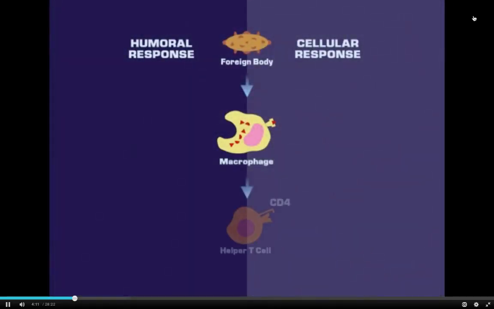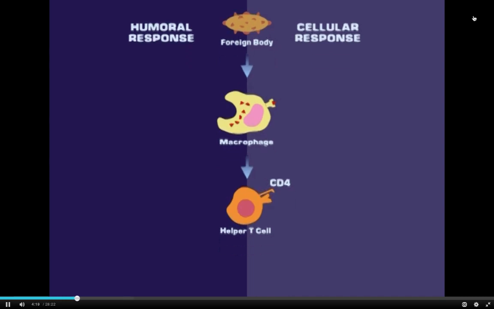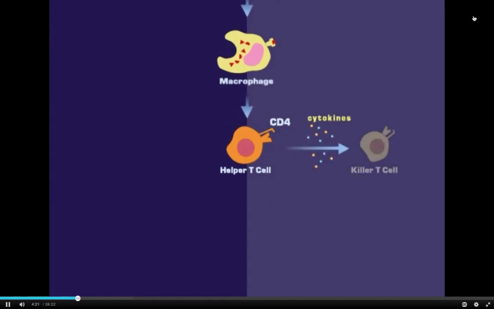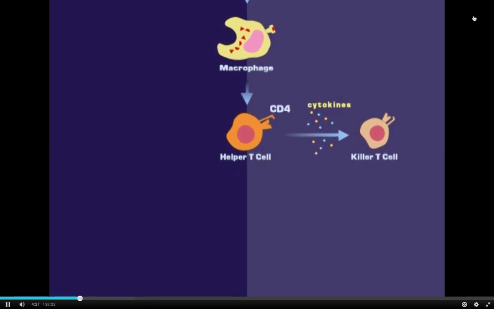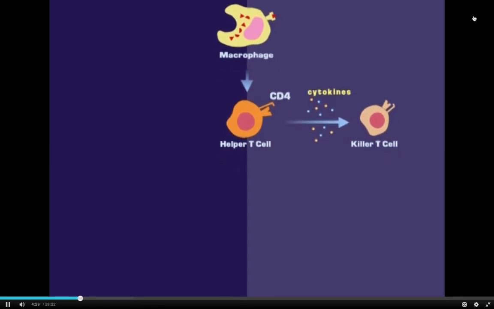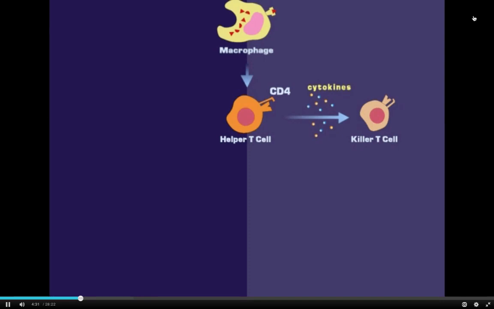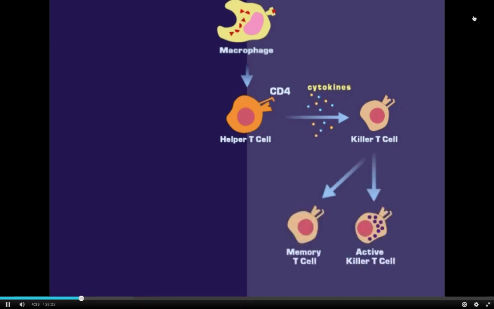Helper T lymphocytes with a surface protein called CD4 coordinate the cellular response. When activated by an antigen, helper T cells secrete chemical substances called cytokines. Cytokines signal other cells, including the CD8 killer T cells, to migrate towards the foreign organism. The CD8 cells differentiate into active killer T cells and memory T cells.